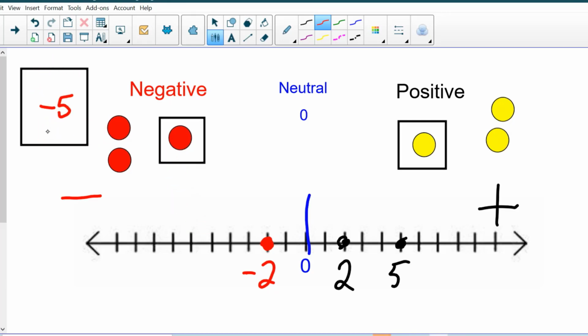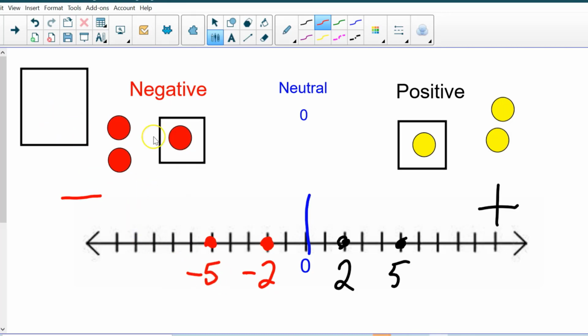Since it's negative, what side is it on of 0? It is to the left of 0. How many spaces? It's 5. So here's negative 1, negative 2, negative 3, negative 4. Negative 5 is right here, 5 spaces to the left of 0. And so let's just move our number over here.